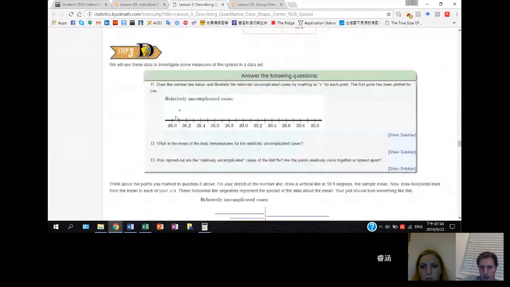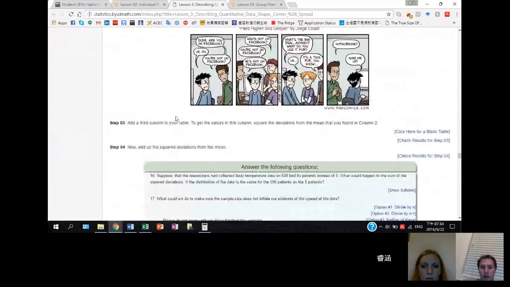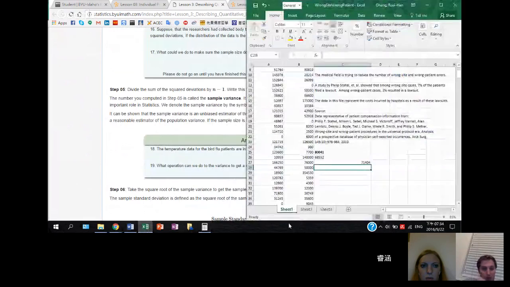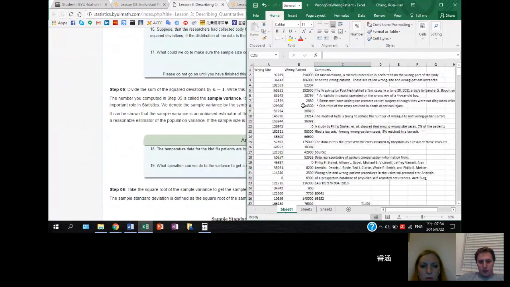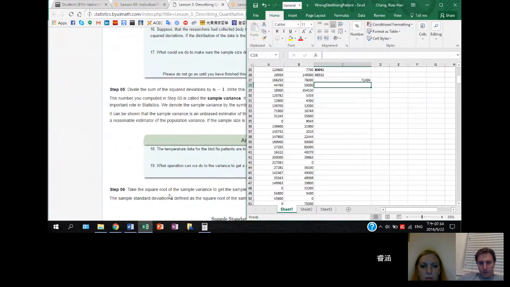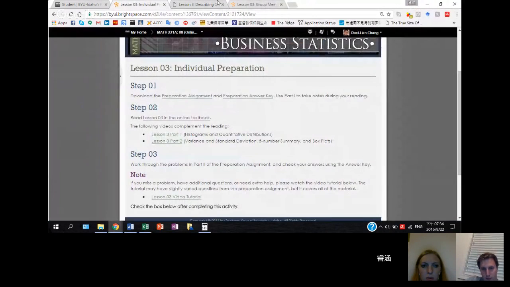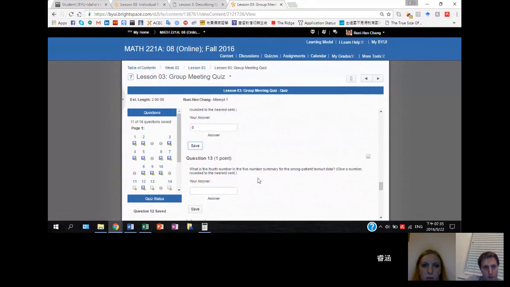Well, the minimum for the wrong patient would be 0, just because there are some where the answer is 0. So that's going to be the lowest number. Yeah, I see the 0 right there. 0. All right. The fourth number.